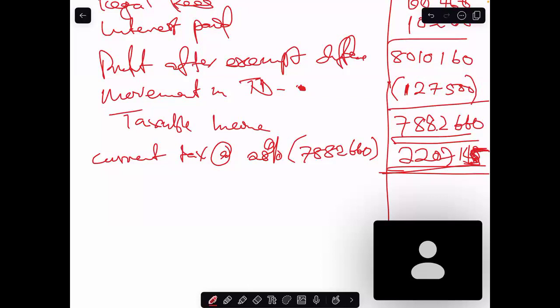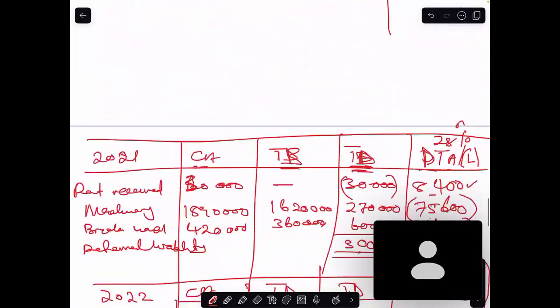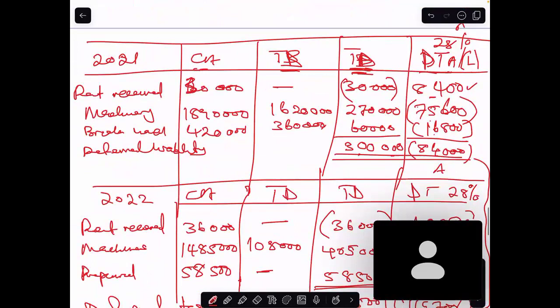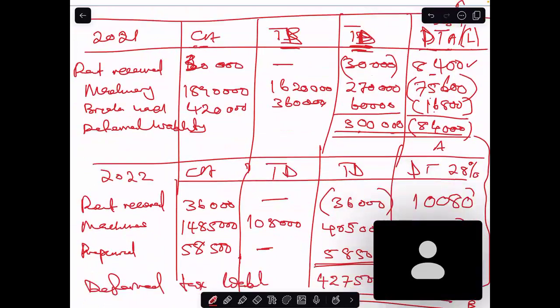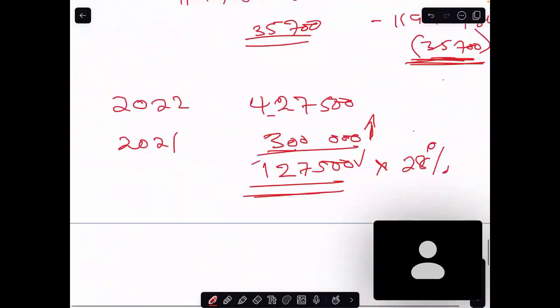All right. That's how we calculate current tax and deferred tax. You should be in a position of attempting any question to do with this. I think we are. You are almost there.